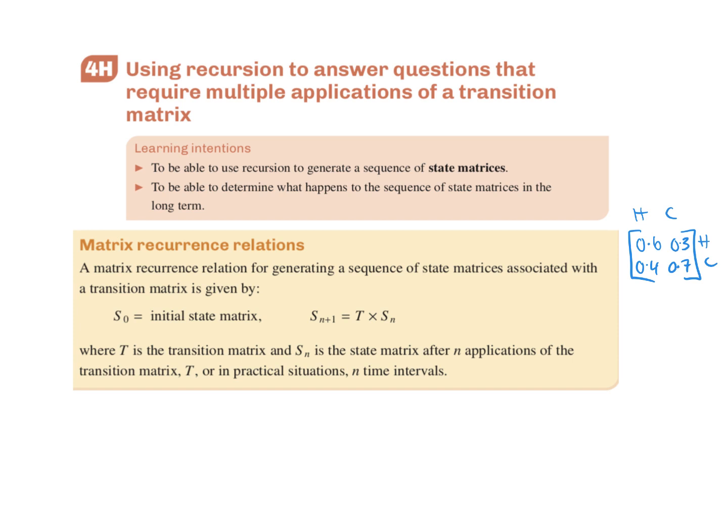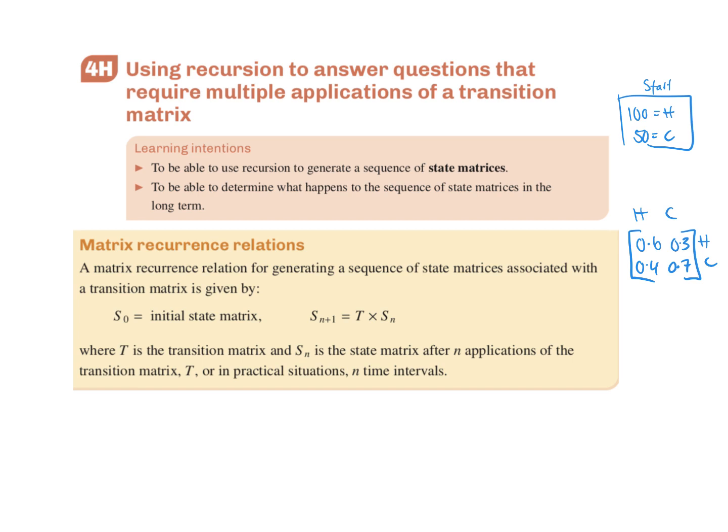Okay, so we might give you this transition matrix for hot and cold meals, but I might say, right, in the beginning, say on day one, say it was Monday, there were 100 people who had a hot meal, and say 50 people had a cold meal. Just say that was at the start. So what we call that is the initial state matrix.